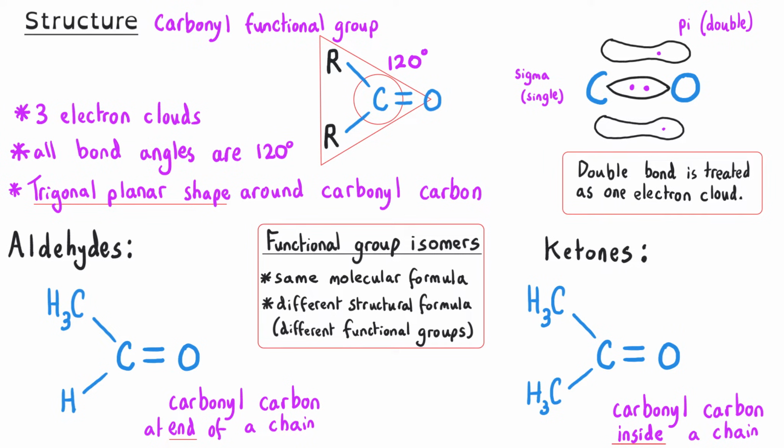Even though it looks like aldehydes and ketones have got the same functional group, the fact that for aldehydes the carbonyl group is at the end and for ketones it's in the middle, this means that they are in fact functional group isomers, which is a type of structural isomerism. And that means that aldehydes and ketones of the same number of carbon atoms will have the same molecular formula and the same general formula, CnH2nO, but they will have different structural formulas.